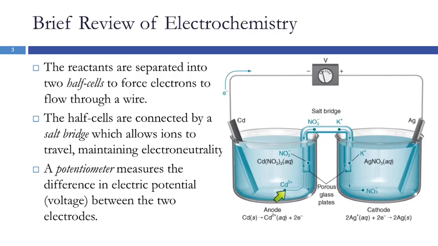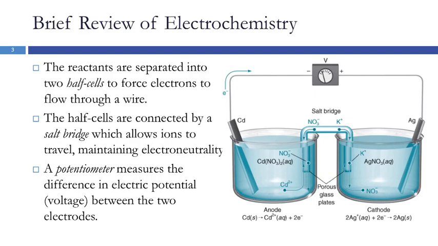So oxidation is occurring at the anode, and remember, oxidation is loss of electrons. Electrons are lost here by the cadmium, and those electrons need to get over to the reduction half reaction, but they can't go directly. They have to go through a wire, through a potentiometer, through another wire, and then they can get over here where they can reduce the silver ion.